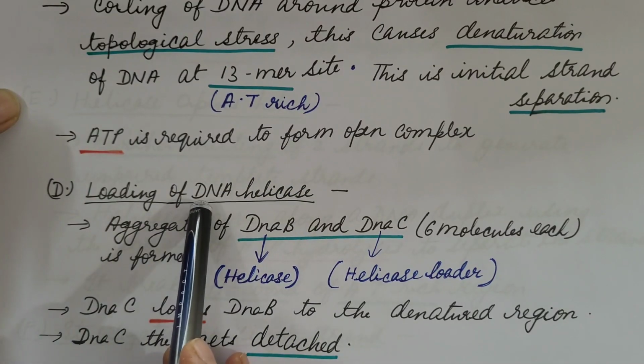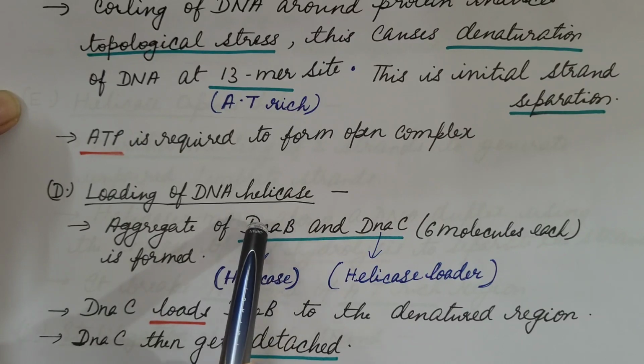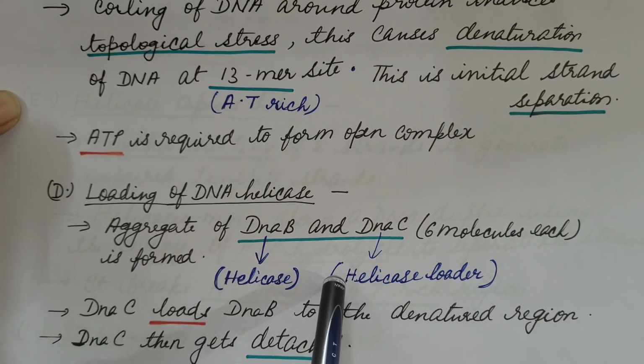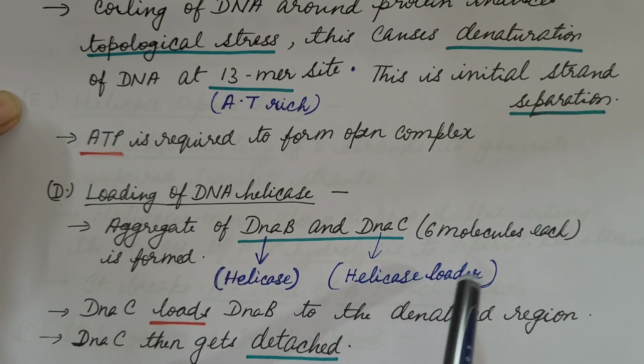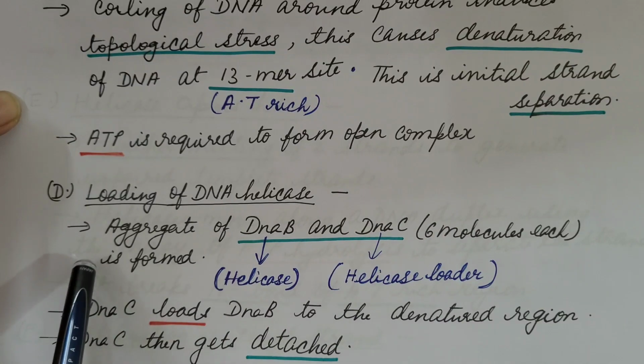Now next is loading of DNA helicase. An aggregate of DnaB, which is helicase, and DnaC, which is the helicase loader. 6 molecules each of DnaB and DnaC are formed.